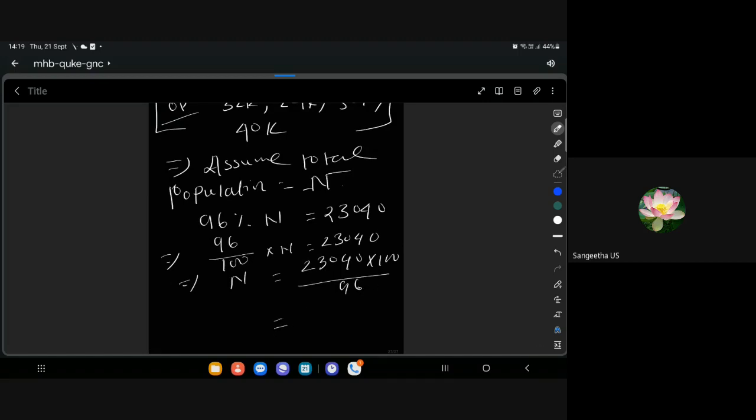So it will give you 4 fours are 24, and 23,040 divided by 4 will give you 5,760. So 24 is 576, 240 into 1000, so 24,000. Okay. Understood? Is it clear to you all?